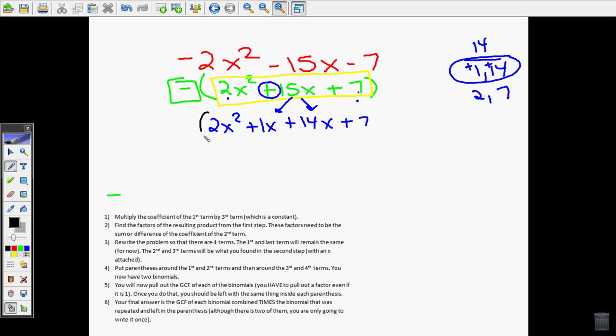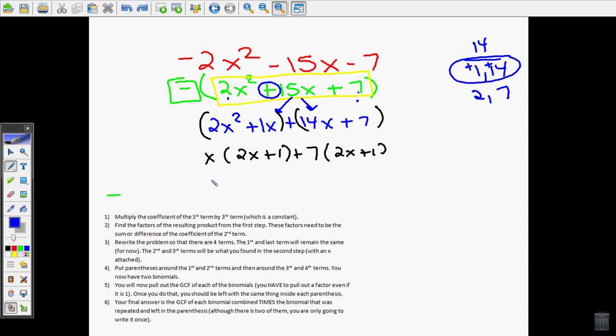All right, now I'm going to put parentheses around my first and second, and then my third and fourth terms, and then I'm going to pull out the greatest common factor. My greatest common factor of 2x squared plus x is x, which leaves me with 2x plus 1, and I can check it. I get 2x squared plus x there, so I know I did that one right. And then here, between 14x and 7, my greatest common factor is 7. And so that's going to be 2x plus 1 here. So 7 times 2x is 14x. 7 times 1 is 7. So I was able to pull all that out there.